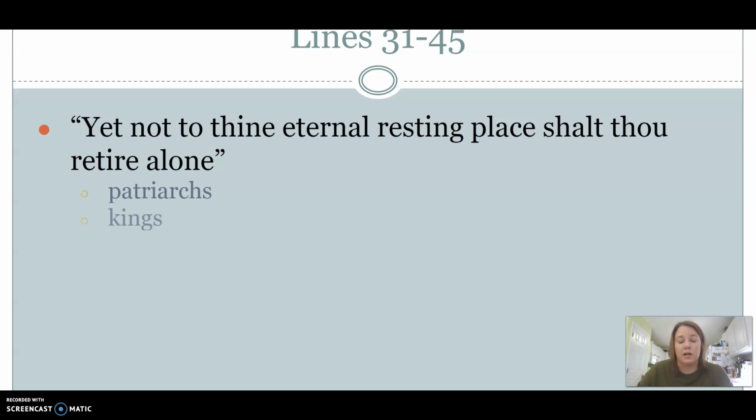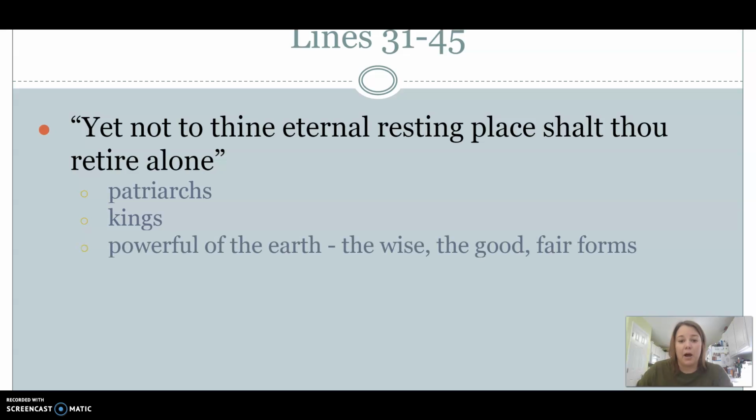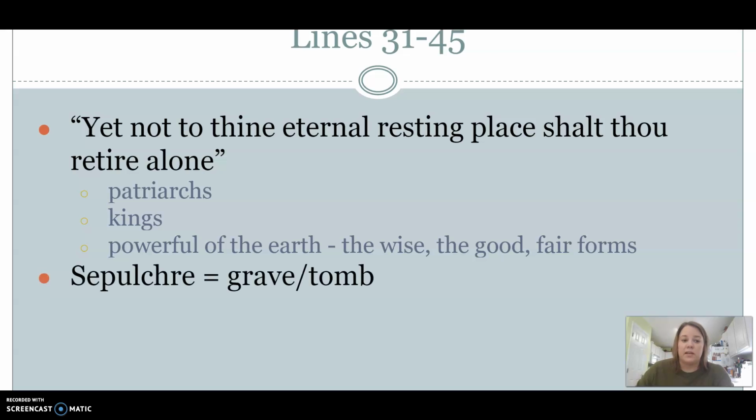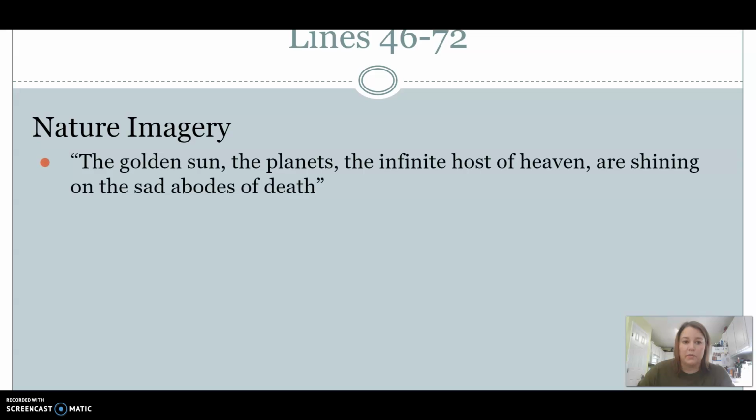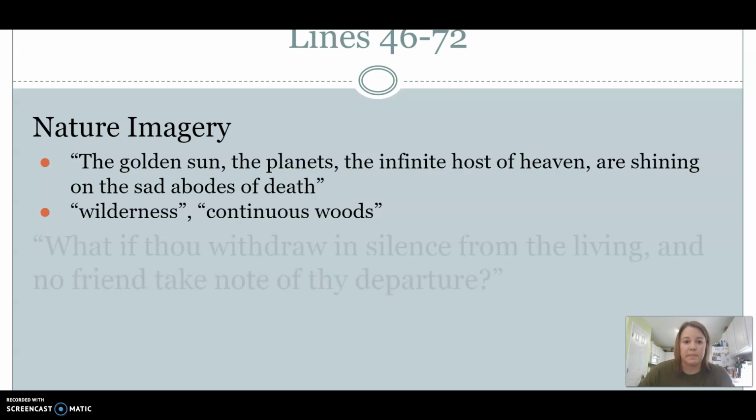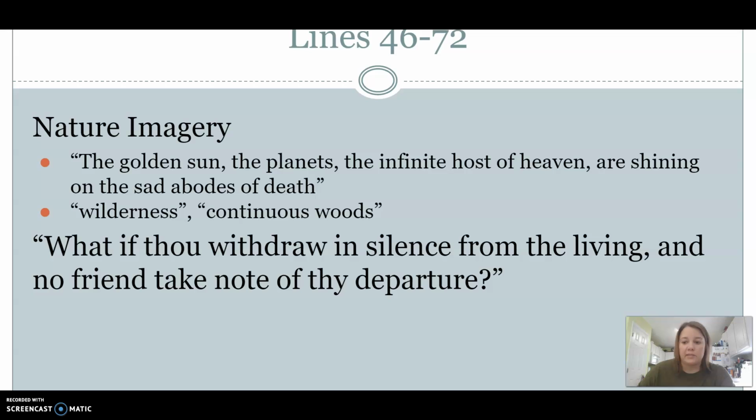You're going to be amongst patriarchs and kings and the powerful of the earth, the wise, the good, the fair. He refers to the earth as a sepulcher, a grave, or a tomb that we all are returned to. He continues this idea with the line, the great tomb of man. We see more nature imagery in the second half of this poem as well. He refers to the golden sun, the planets, the infinite host of heaven, the wilderness and continuous woods. And he also asks a question.